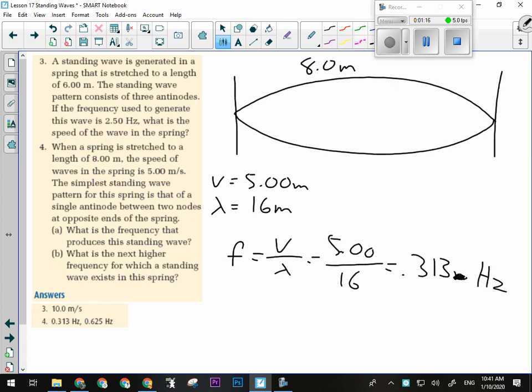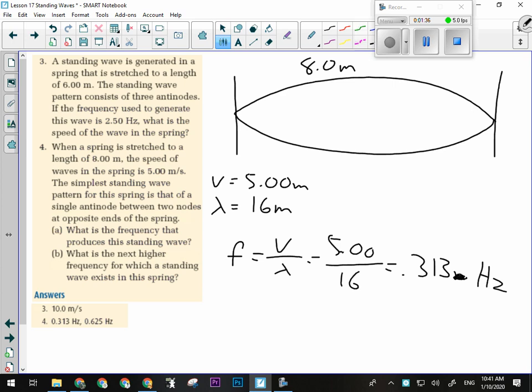What I did was 8 divided by 0.5. Yeah, that gives you 16. So you did the same thing, just thought about it differently. That's fine. All right, so now I've got the frequency that produces that.